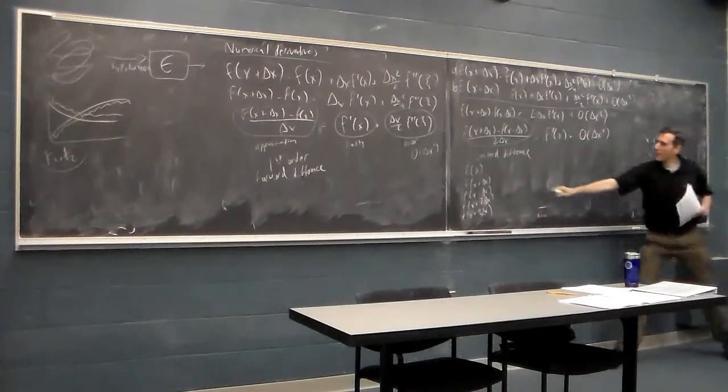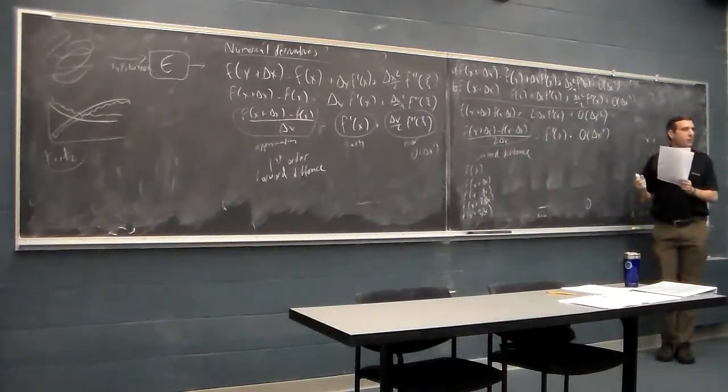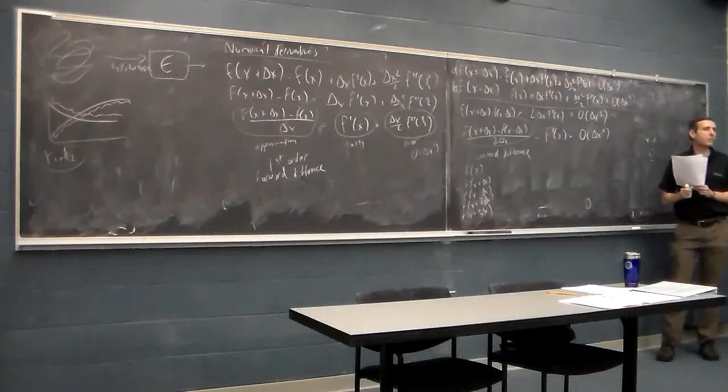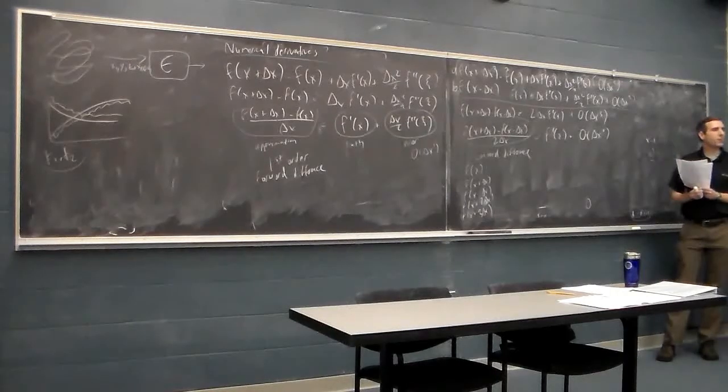Just put together your Taylor expansion, set up a linear system to cancel out as many of the terms as you don't want as possible, and then you get whatever order of accuracy you want out of this. Does that make sense to everyone?